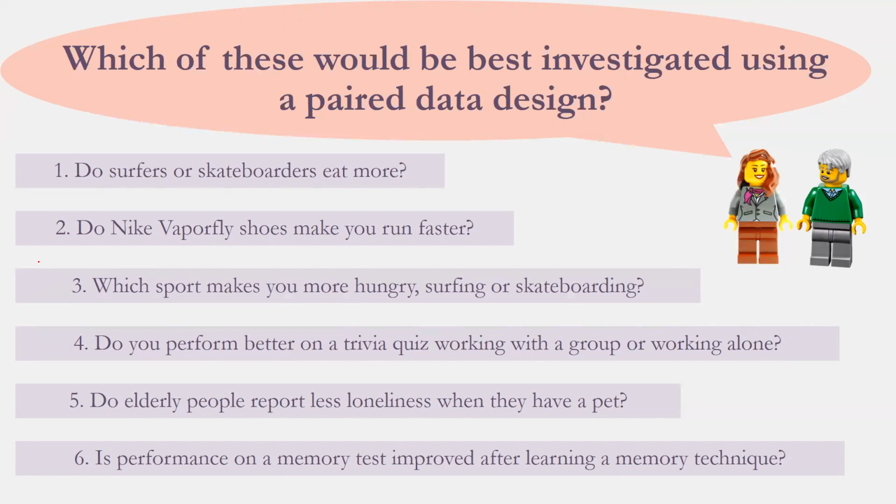All right, so let's have a look. I think one of the first things to think about is, can we even run this as an experiment? You can do paired data for observational studies, but it is much less common. So let's think, do surfers or skateboarders eat more? Well, we're really looking at people who are surfers and people who are skateboarders, and they're two different people. So this sounds like we're comparing across two independent groups of people.